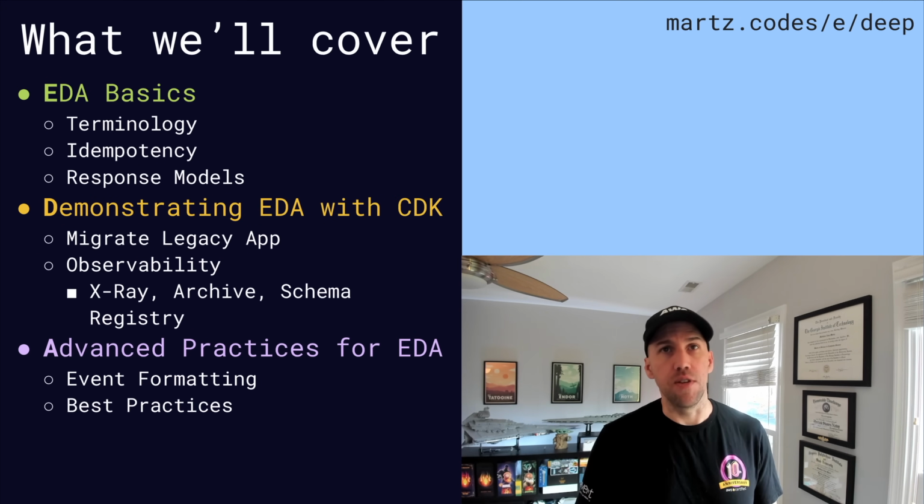Over the course of this video, we'll take a look at EDA basics such as terminology, idempotency, and why you need to care about it, and synchronous and asynchronous response models. Then we'll build an EDA app using CDK, making sure to add in observability and things like that. And we'll wrap the course up by going over some advanced practices, such as considerations for how to format your events, along with some neat tools that AWS provides.